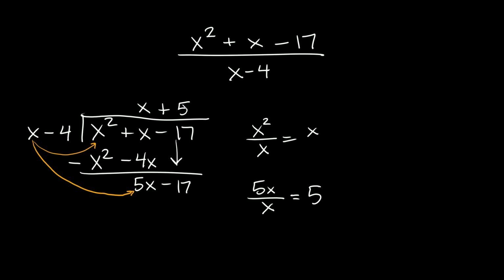Again, we multiply this by the terms out here. First, 5 times x is 5x, so we write 5x down here. Then 5 times negative 4 is negative 20. Then we subtract these again. 5x minus 5x is just 0, and negative 17 minus negative 20 is the same thing as negative 17 plus 20, which is positive 3. So we have a positive 3 right there.